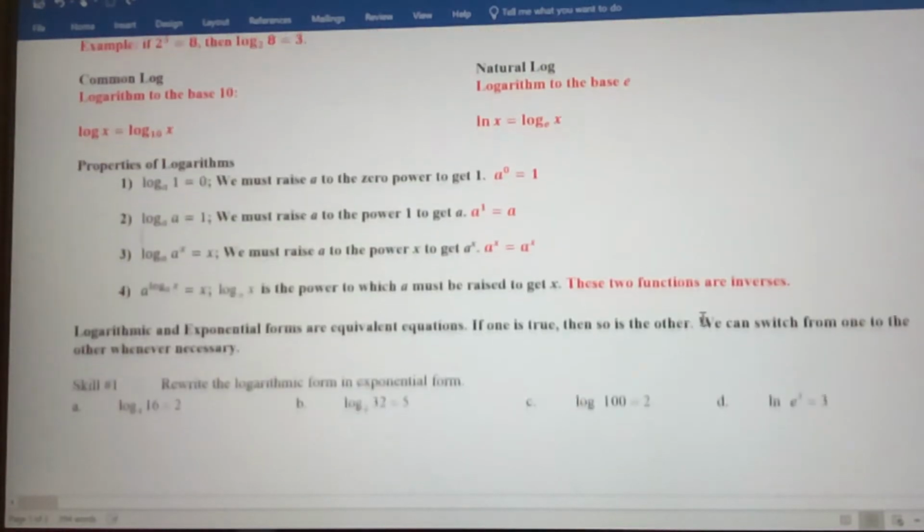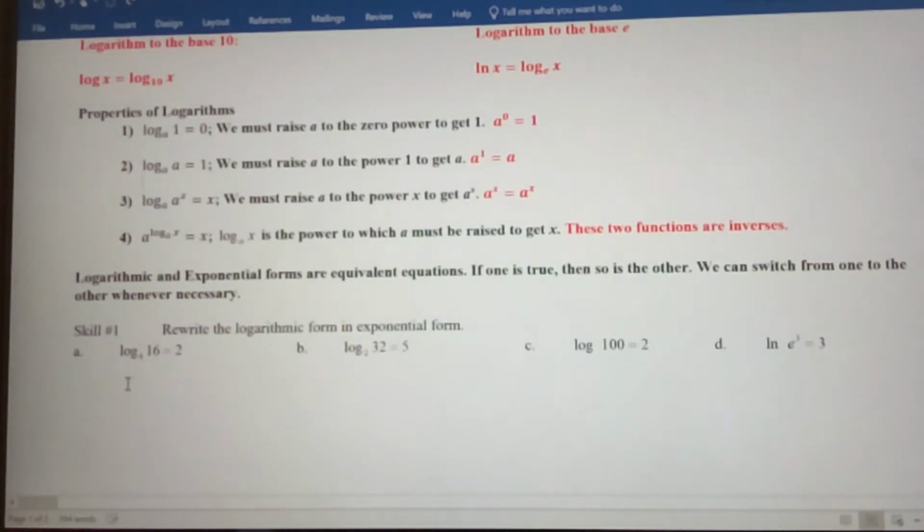So, pause the video here. I want you to try to convert these 4 logarithmic equations into exponential form, and come back and check your work.